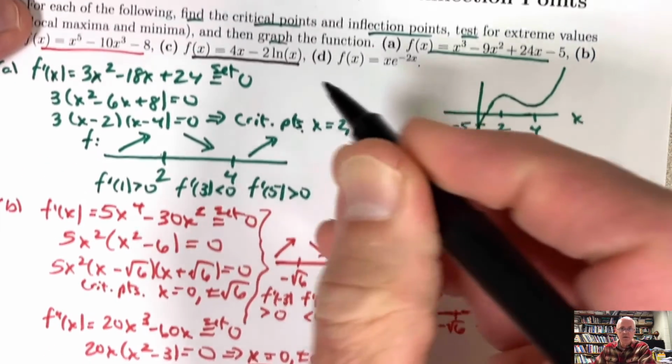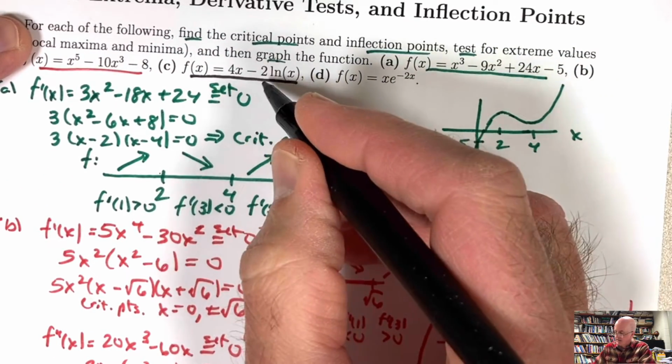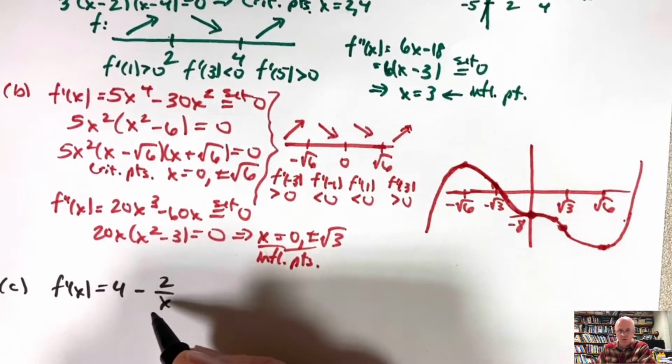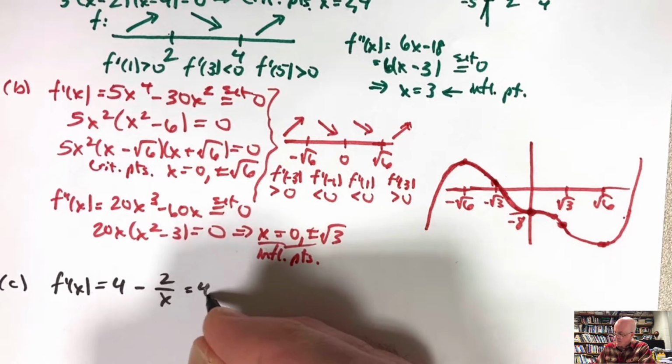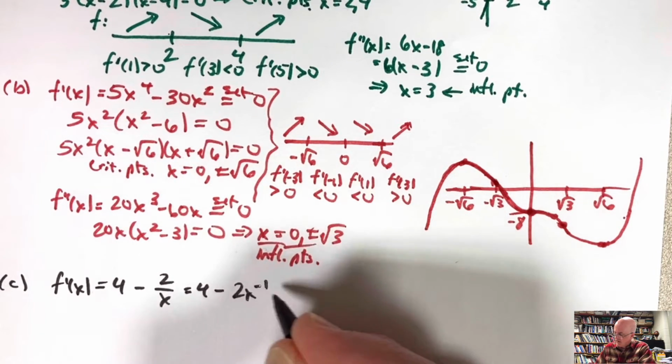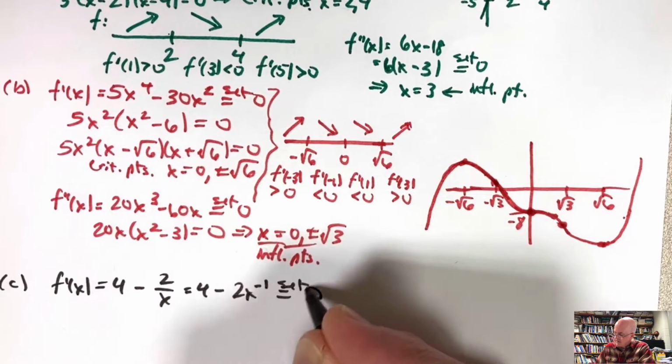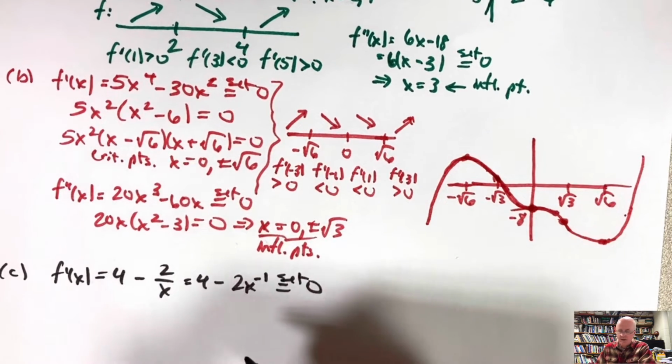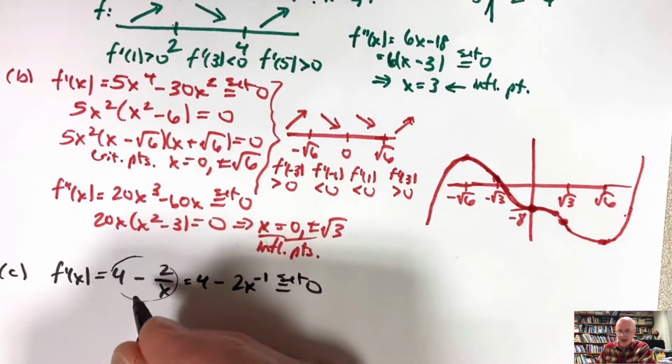The derivative of 4x is 4. The derivative of minus 2 natural log of x is minus 2 over x, which is the same as 4 minus 2 times x to the negative 1 power. I want to set this equal to 0 and solve for x to find critical points. Think about it this way. Add 2x to both sides.